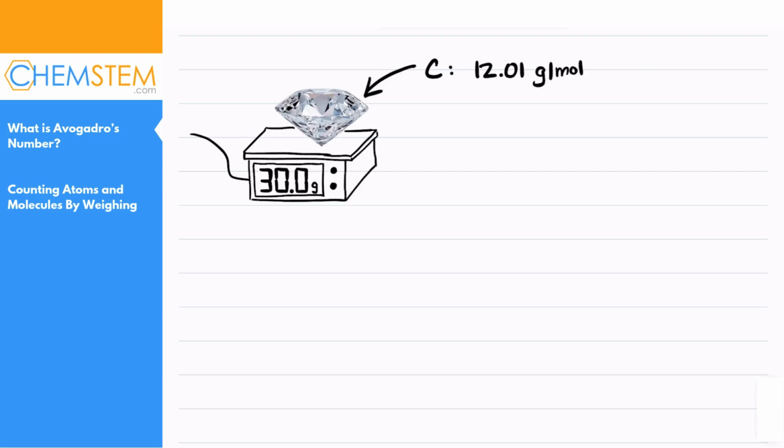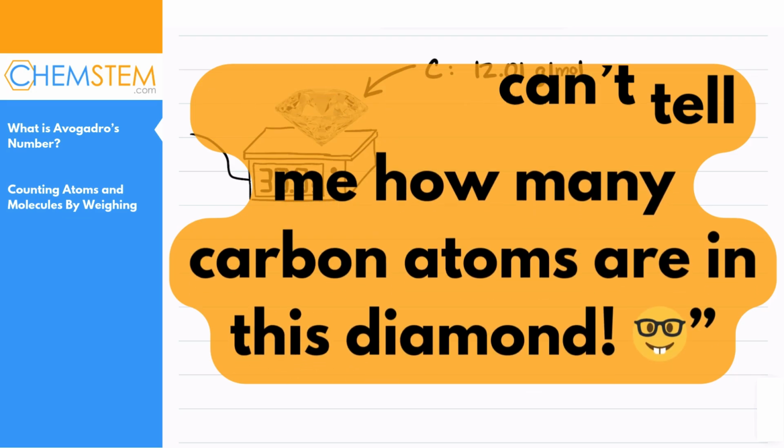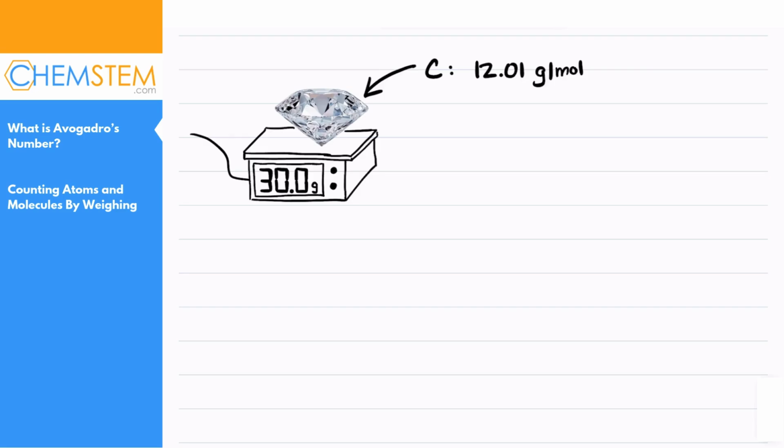Now, what if a weirdo says to you, I bet you can't tell me how many carbon atoms are in this diamond? Here's what you can do because you're smart. You can put that diamond on a scale, and the scale might say that the diamond has a mass of 30.0 grams. Just from the mass, you can calculate or estimate how many carbon atoms are in there, because you can't count them one by one. It would take you like a billion years.